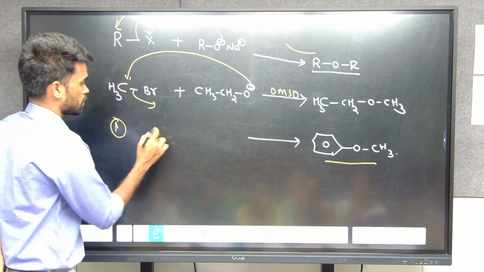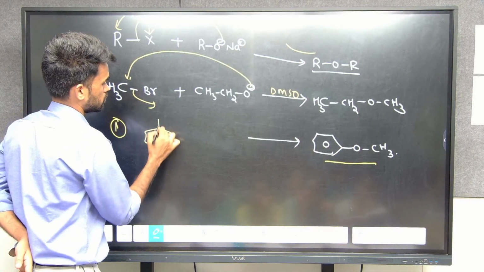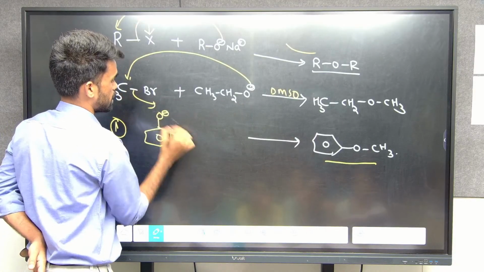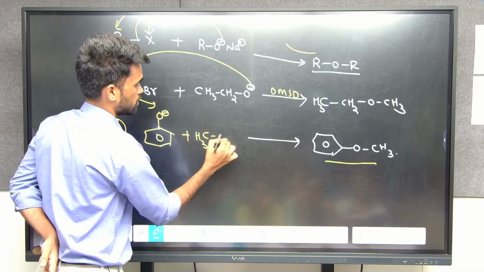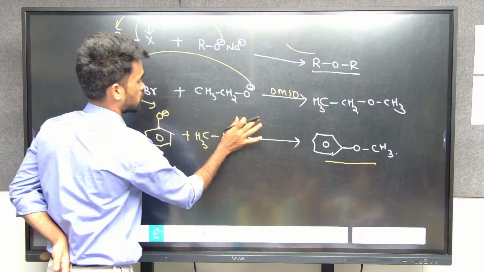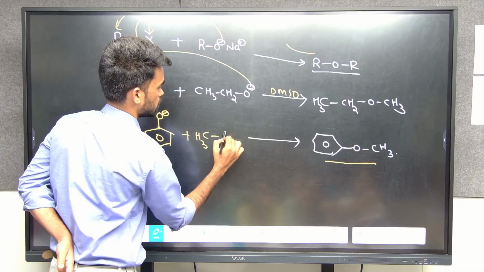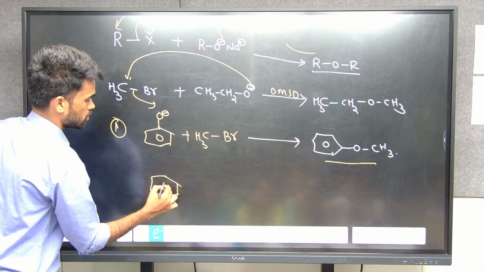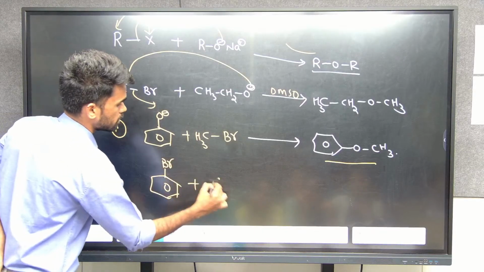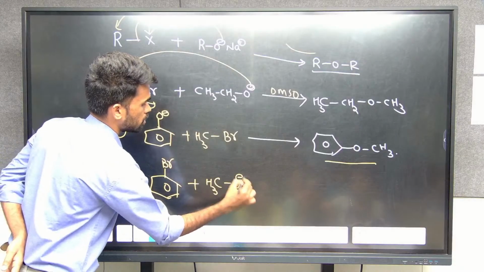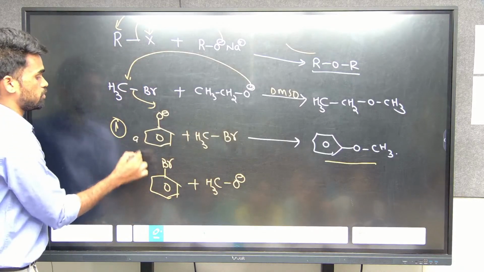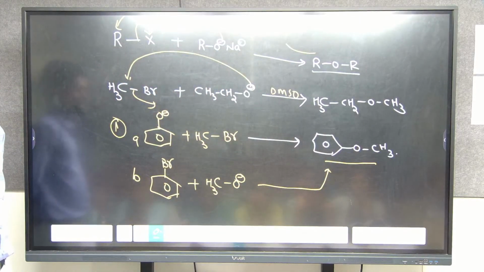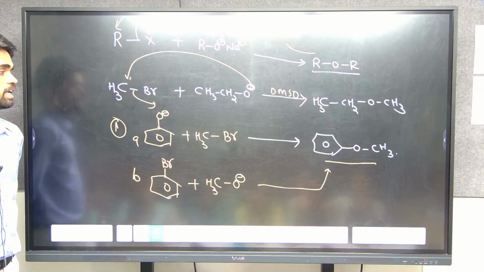First one: in the place of alkoxide ion, I am taking phenoxide ion plus methyl halide, methyl chloride or bromide. Or the other one: this as bromide and this as alkoxide ion. Tell me, out of these A and B, which is suitable for the preparation of this compound? First one or second one? Why A, why not B?